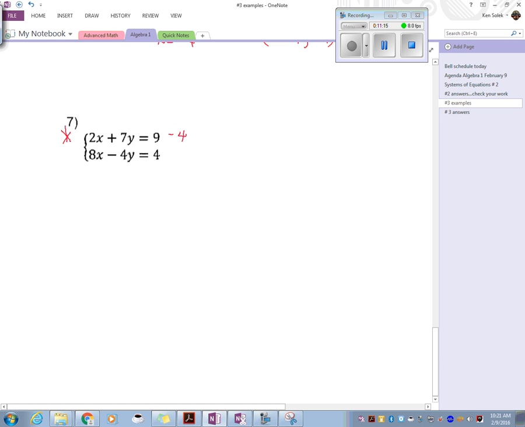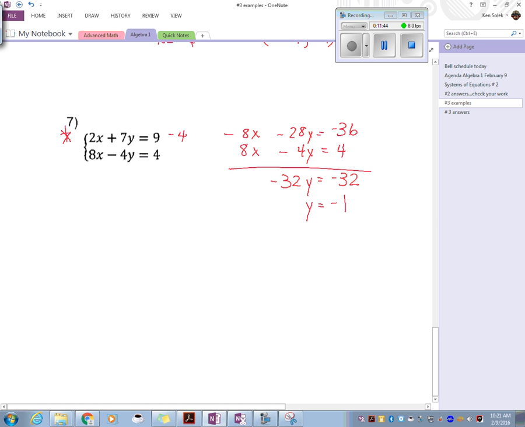It's going to be negative 8x minus 28y equals negative 36. 8x minus 4y. I kept the second equation the same. The x's cancel out. So this is negative 32y equals negative 32. So y equals negative 1.